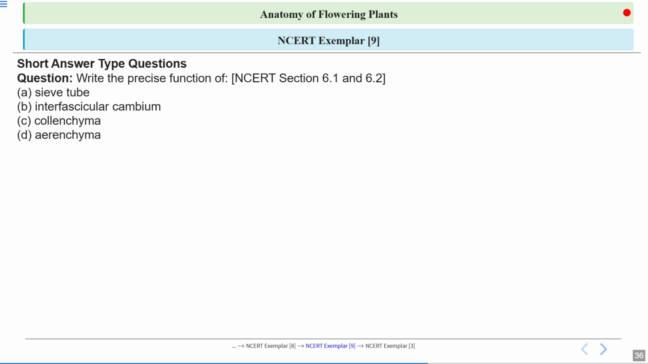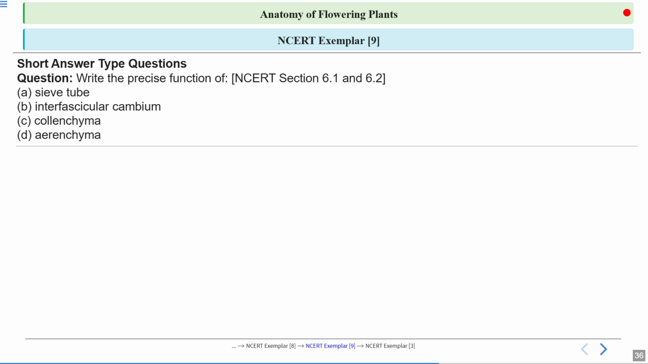Next question is here. Write the precise function of a sieve tube. Yes, you can say that lenticels are open permanently. They are not regulated. So if it is formed, it will be open, right? Okay, coming to the question: write the precise function of A, sieve tubes, B, interfascicular cambium, C, collenchyma, and D, parenchyma. So you have to write the function of these.